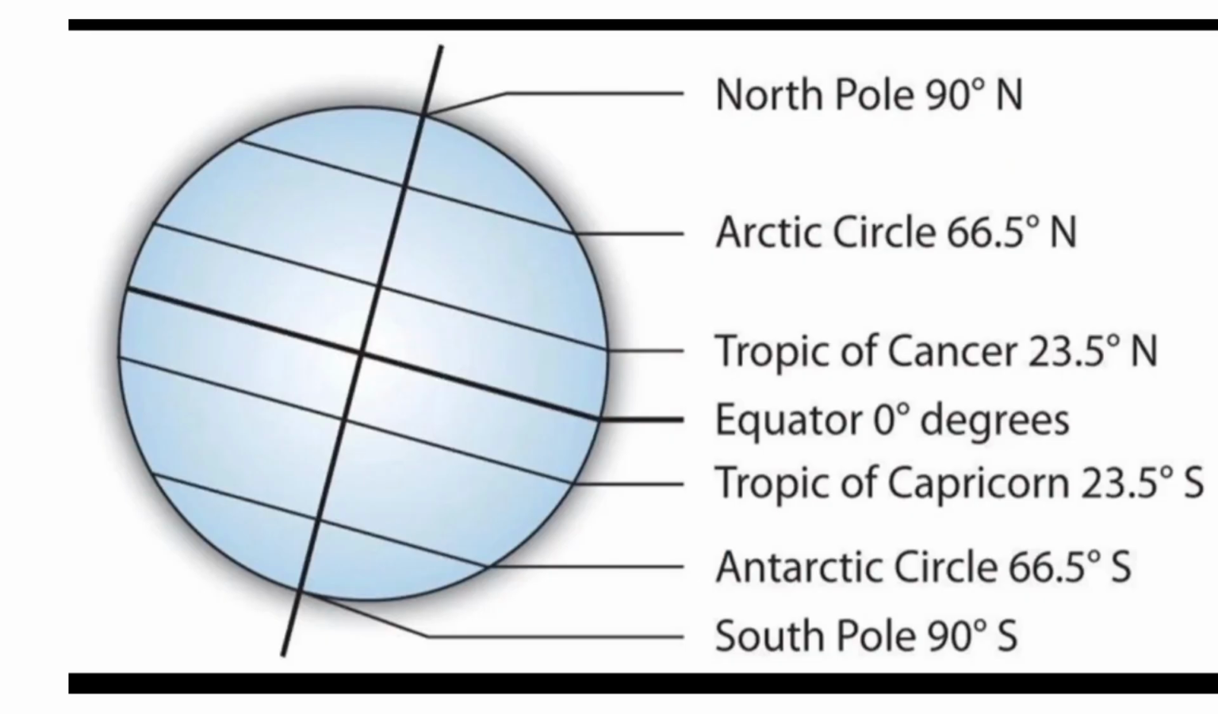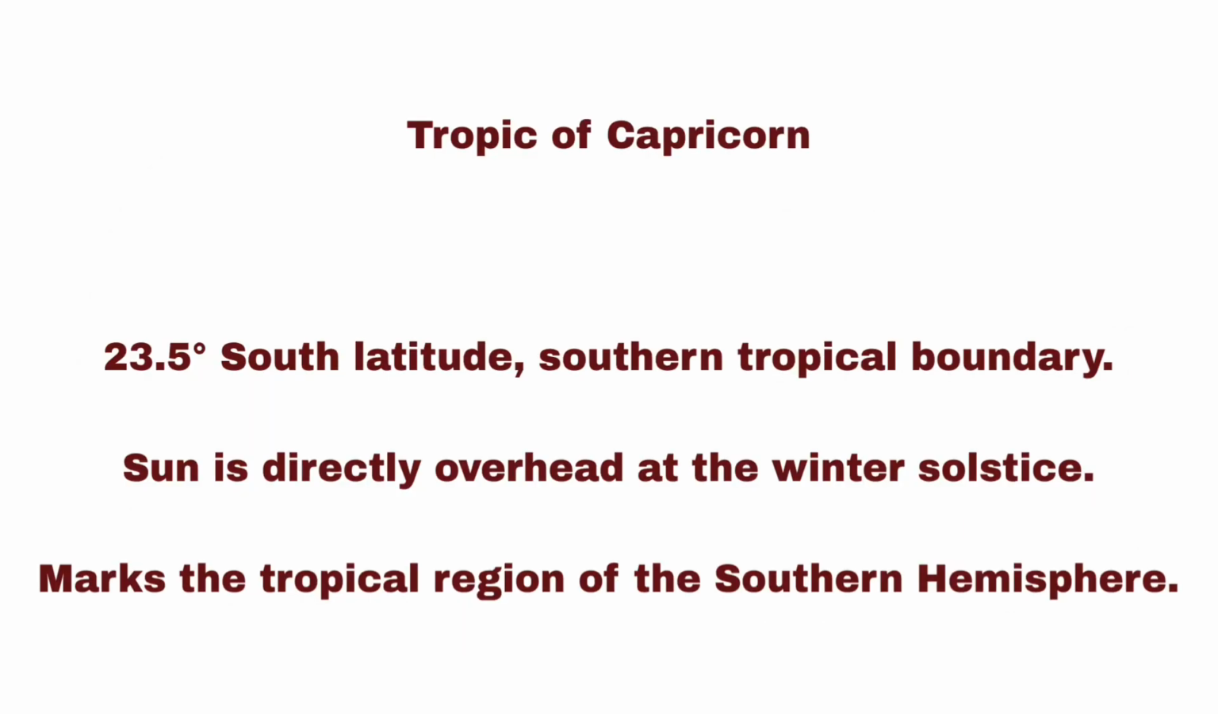Okay. Tropic of Capricorn. The Tropic of Capricorn is an imaginary latitude located at 23.5° south of the equator. What is the importance of the Tropic of Capricorn? The sun shines directly overhead here on 22nd December. It marks the southern limit of the tropical zone.